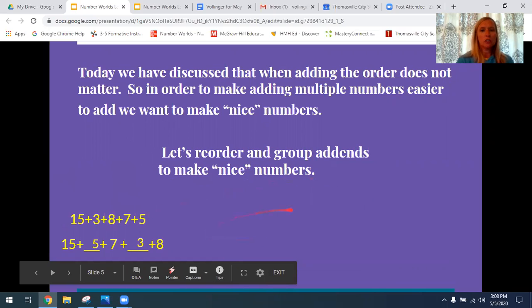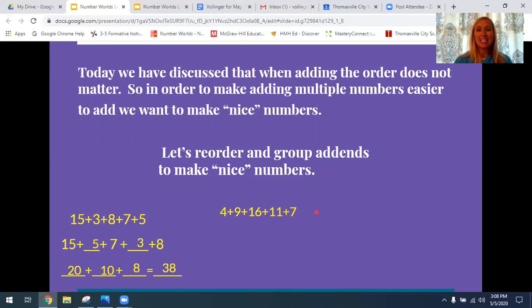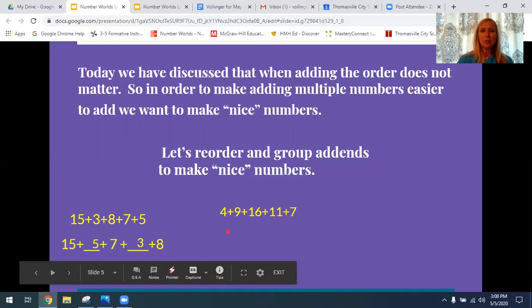All right, so let's try the next one. All right, so now we have 4 plus 9 plus 16 plus 11 plus 7. Remember, our goal is to get tens. We want to make tens. When we make tens, we make nice numbers. So when I'm looking here, I'm looking for numbers that'll make a 10. Well, I know right off that 4 and 16 equal 20, and 9 plus 11 equal 20.